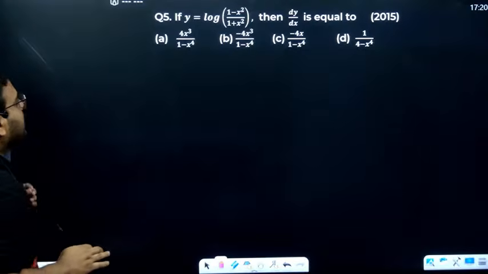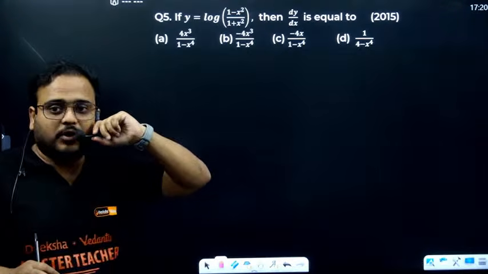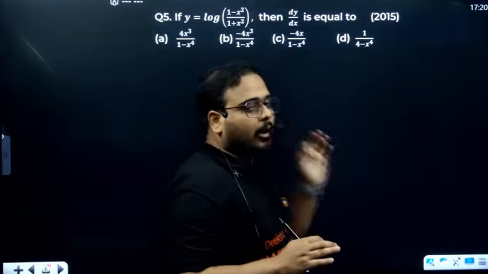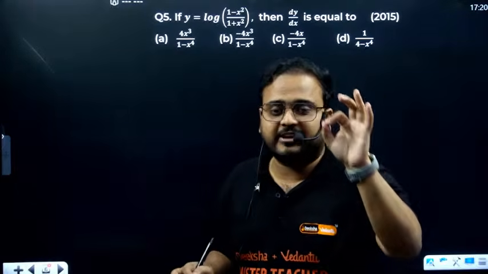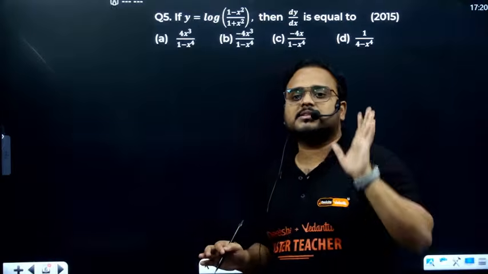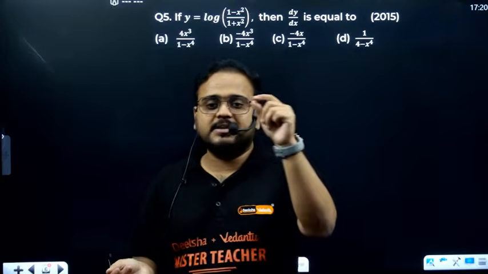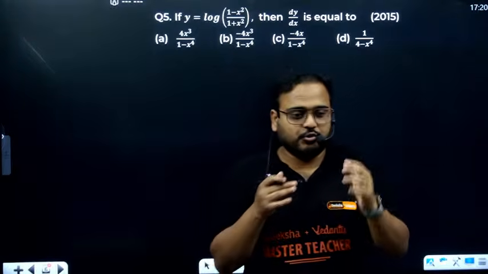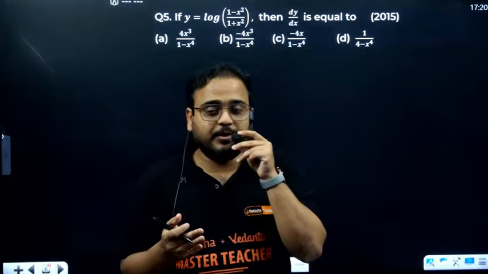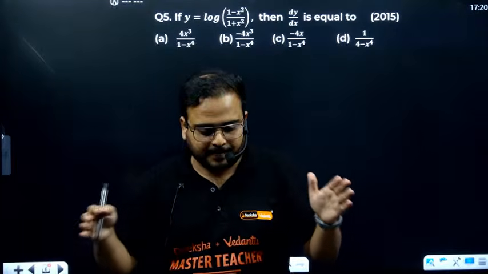Okay, so y equals log of (1 minus x square) upon (1 plus x square) is what we have. Let us see how many of my students can solve this question, question number 5. I'll give you 30 seconds. Please use your brain more than your pen in the exam. You should train yourself to use your brain more than the pen, because you don't have time to write every single step. So use your brain.